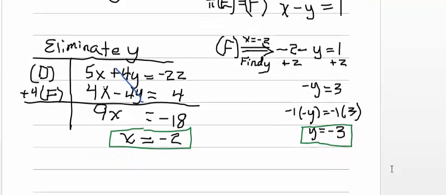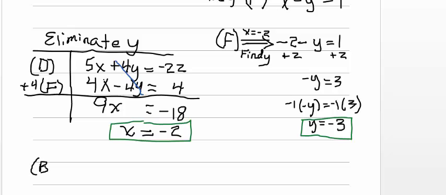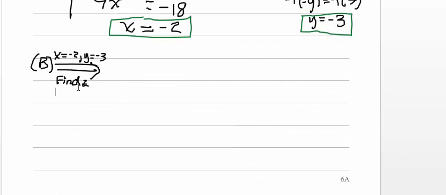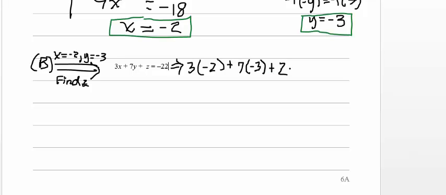So I'm going to go back to my original equations. And I'm going to use b and the fact that x is negative 2, y is negative 3 to find z. And I choose that because b has a z term whose coefficient is 1. So that's going to be the easiest equation for me to use. So wherever I see an x, I put negative 2. In place of y, I put negative 3. And this will allow me to find z.